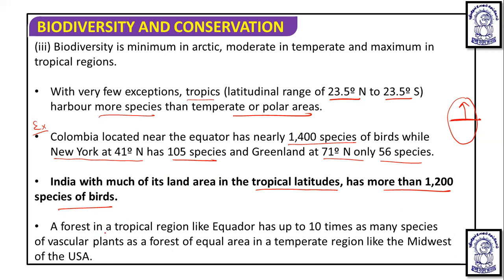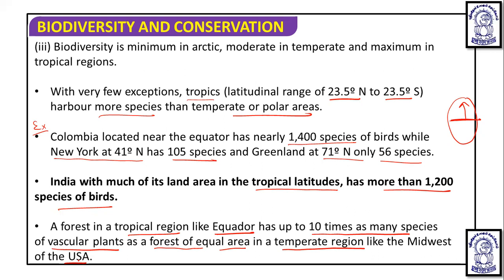Another example is a forest present in the tropical region, Ecuador, which has ten times as many species of vascular plants, meaning pteridophytes, gymnosperms, and angiosperms. If we compare this tropical forest with a temperate region like the Midwest of the USA, you will see that in tropical Ecuador ten times more vascular plants are found.